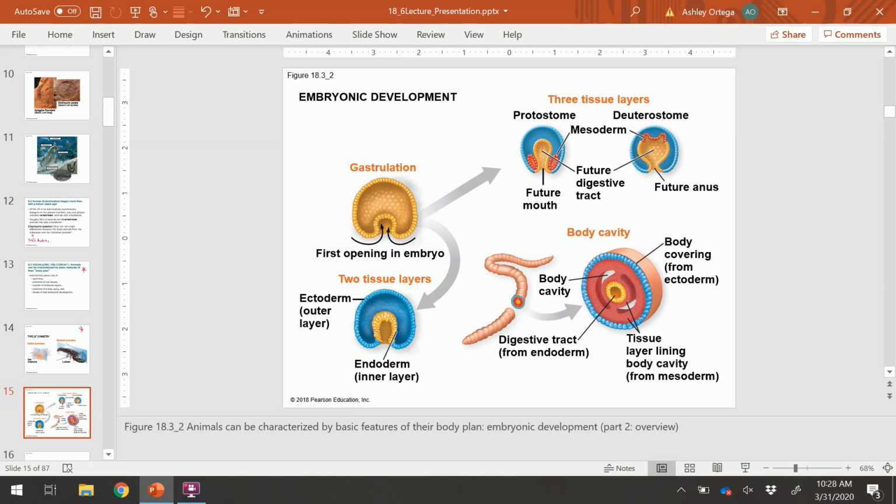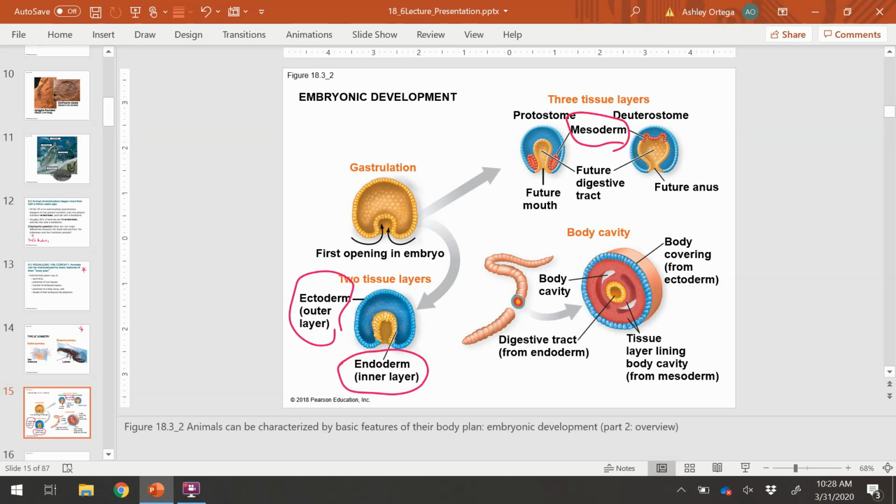The ectoderm is the outermost layer in blue. Then the endoderm is the innermost layer, which is in yellow. And then the mesoderm, which is up here, will be in red there. And so those are the three embryonic layers.